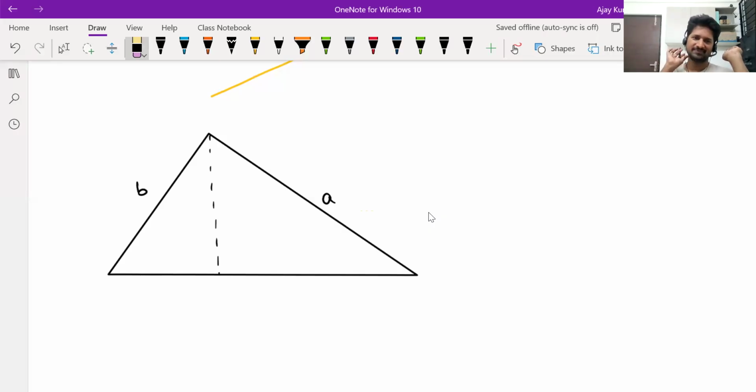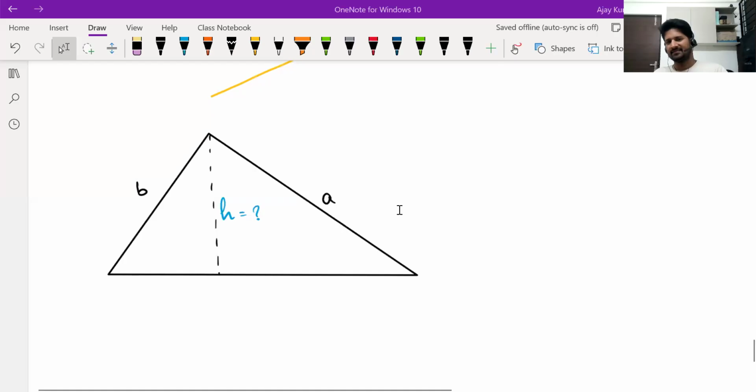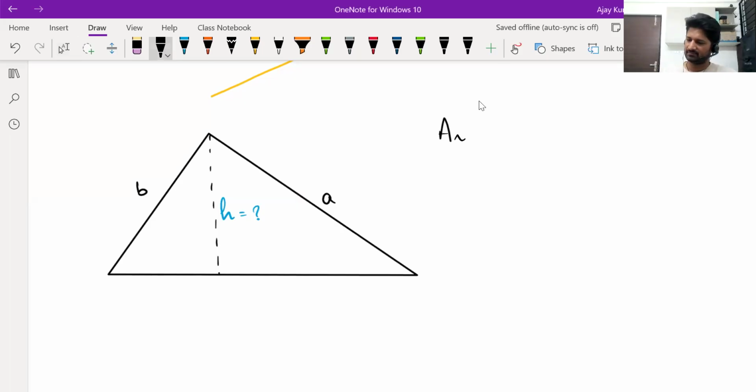Anyone? Okay, I'll give you all a minute. Think about it. Any ideas, anyone? Okay, fine. Tell me the formula for area of a triangle. Half into base into height. Half into base into height, correct. We don't know this height. That's okay. How much is this base?